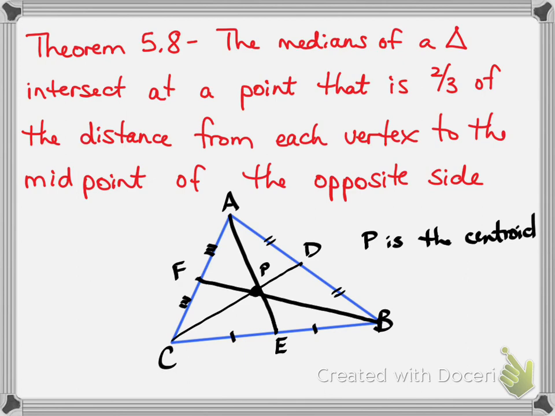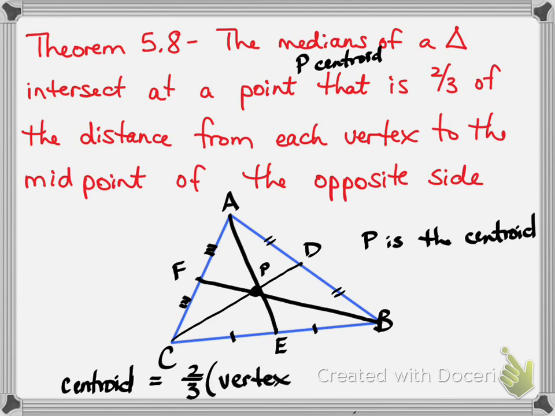So this theorem says the medians of a triangle intersect at a point. That point is P. It is the centroid. That is 2/3 of the distance from each vertex to the midpoint of the opposite side. So that's our equation we're going to use. It's going to be the centroid equals 2/3 of, means multiply, the distance from the vertex to the centroid.